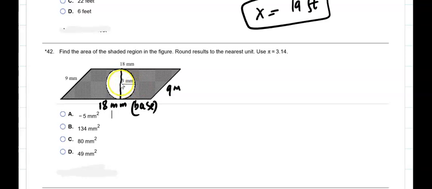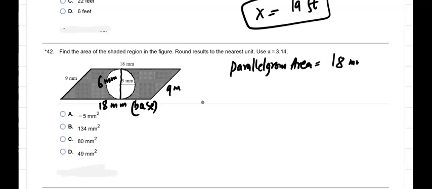This is 3 millimeter, so this is the radius. So this must be 3, this must be 3, so this must be 6 millimeter. So the height is 6 millimeter. So what's the parallelogram area? The area is going to be base 18 millimeter times height 6 millimeter, which gives you 108 millimeter square. So this is the area of the parallelogram.